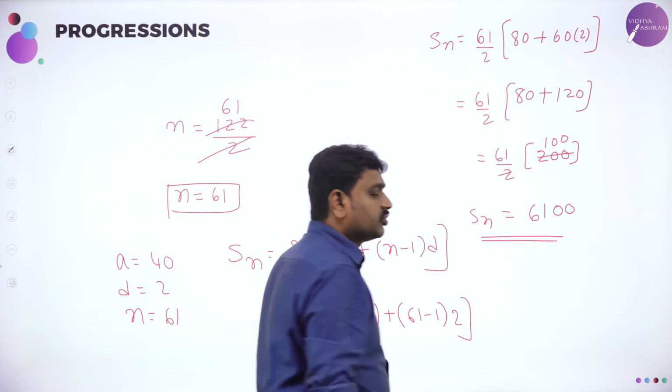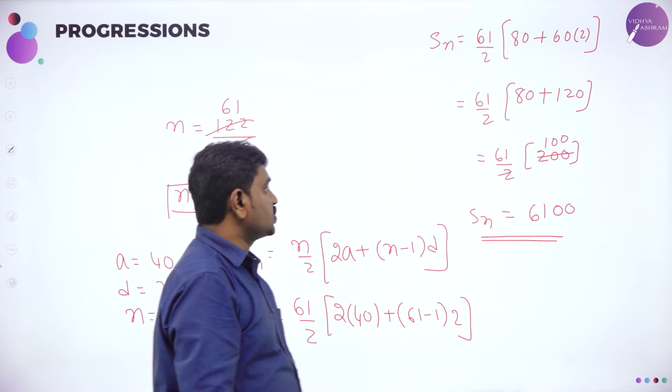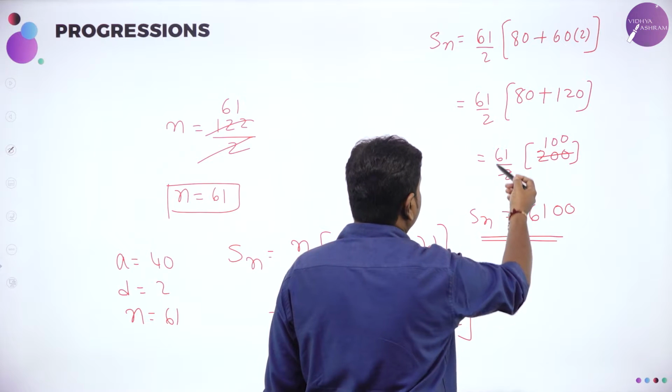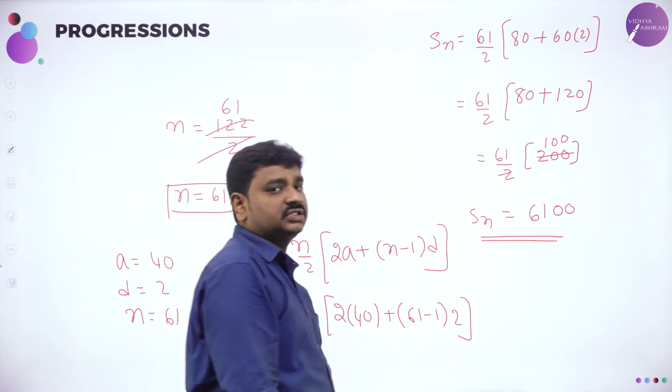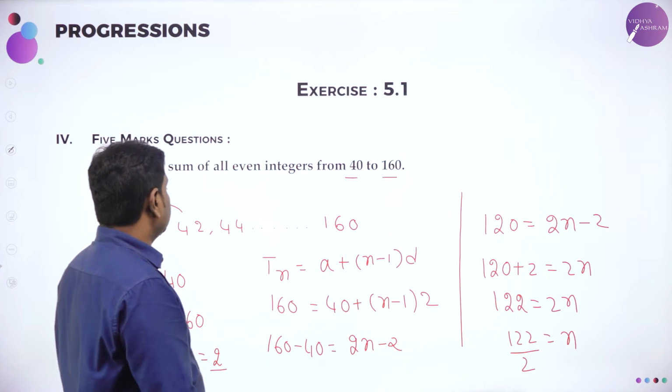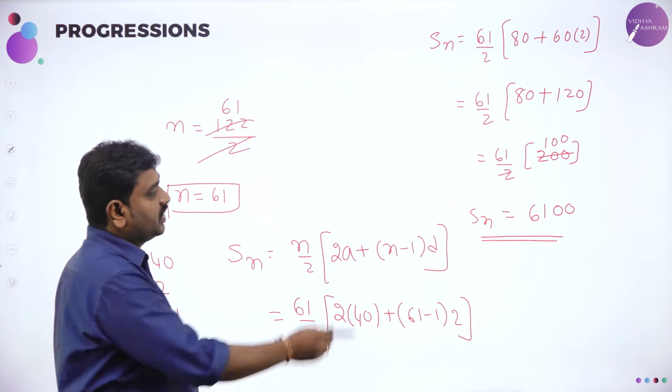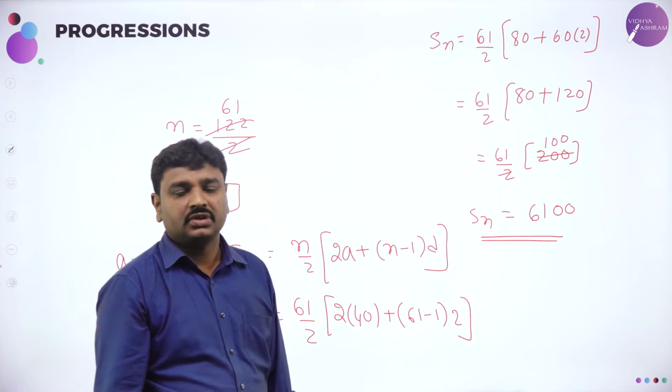So this is the sum of n terms. What is the sum of terms from 40 to 160? 6100. So 100 into 61 is 6100. 6100 is the sum of the terms. 40 plus 42 plus 44 till 160, if you add, you will get exactly 6100.